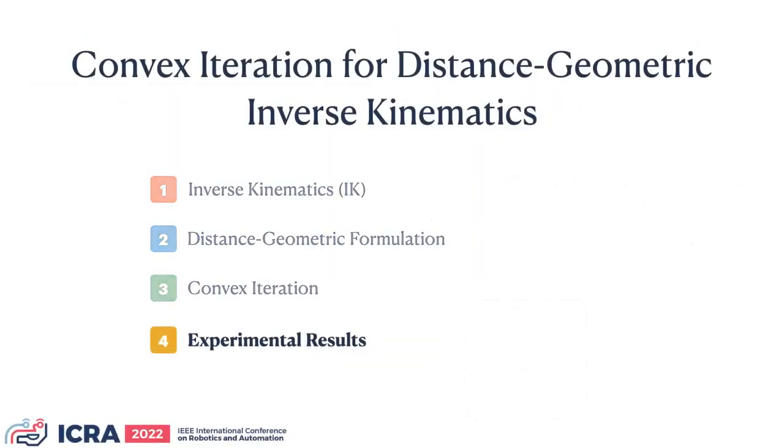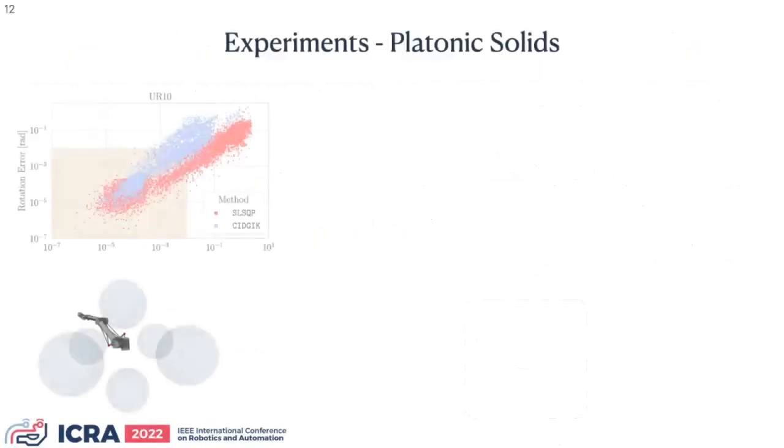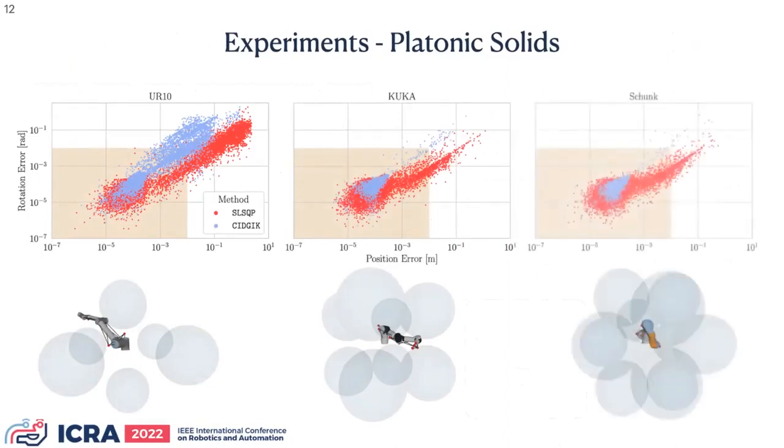Let's examine the performance of CIDGIK on some simulated problems. When applied to popular manipulators avoiding spherical obstacles placed on the vertices of Platonic solids shown here, our method outperforms a standard joint angle encoded optimization approach. The shaded regions indicate end effector pose error of less than 1 centimeter and 0.01 radians.